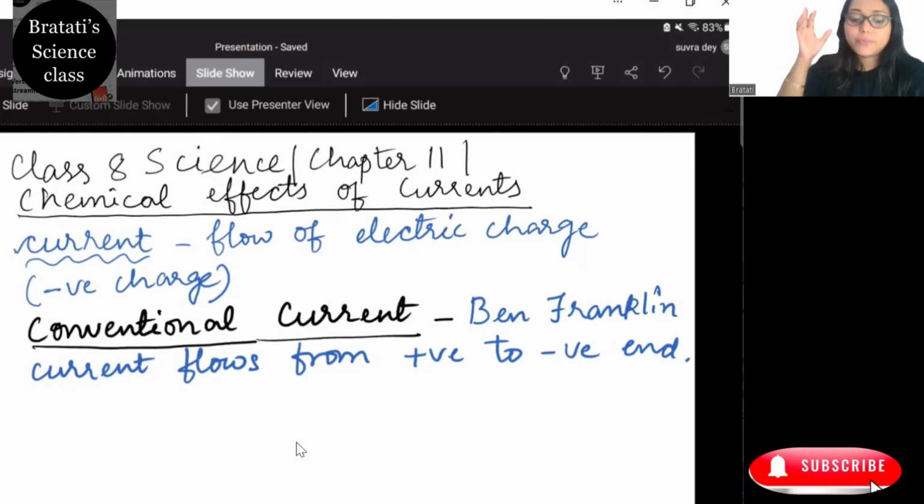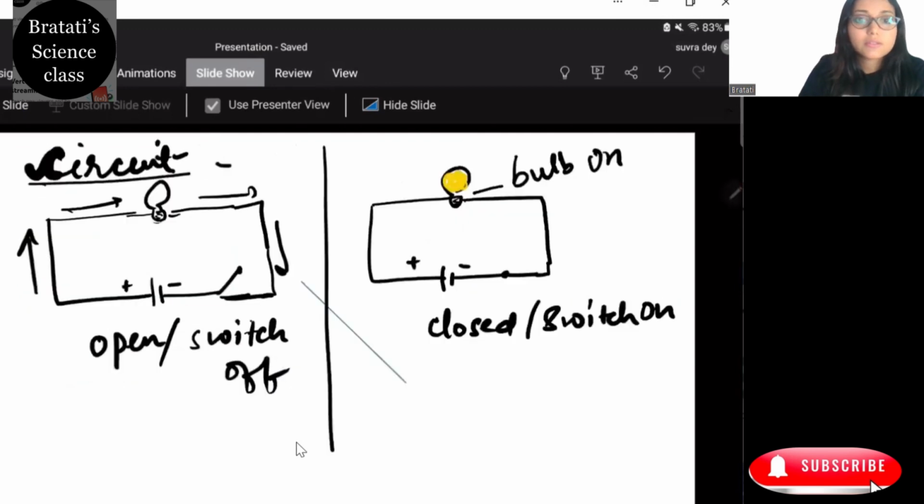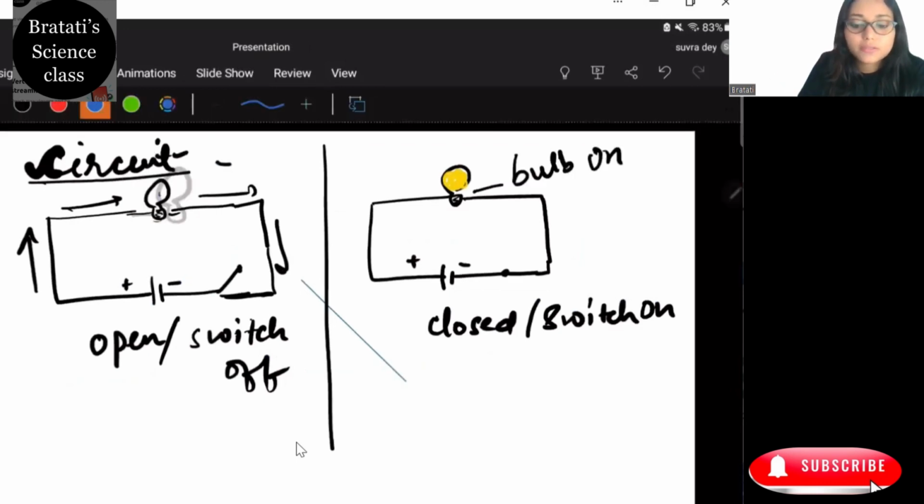So till now we have done what is current and the conventional current. So let's talk about switch on and switch off. For that, we have to move to this one. That is the circuit, right? So here I have drawn the circuit where this is the bulb. This is basically the bulb. This is our bulb. This is called the circuit.